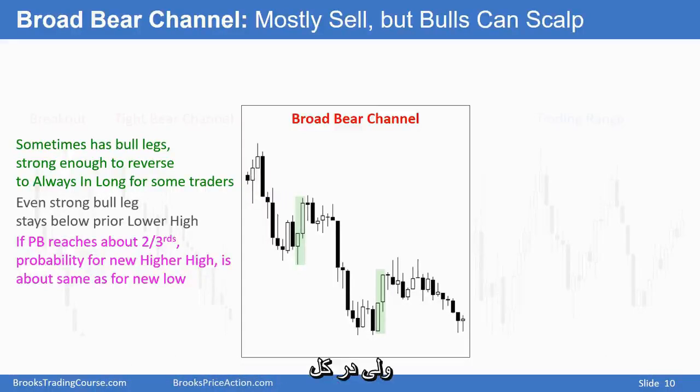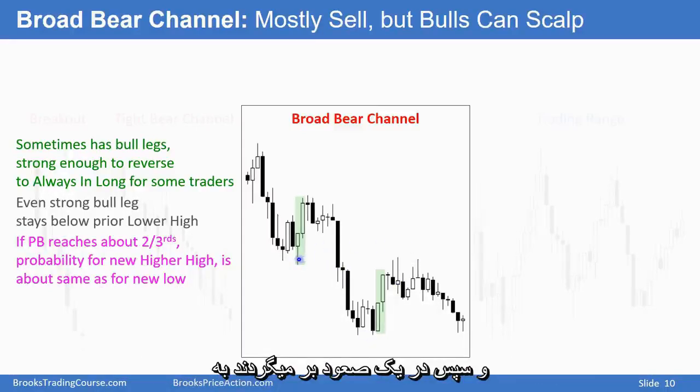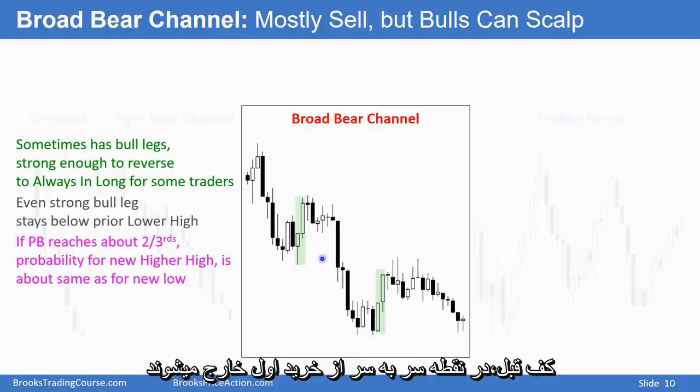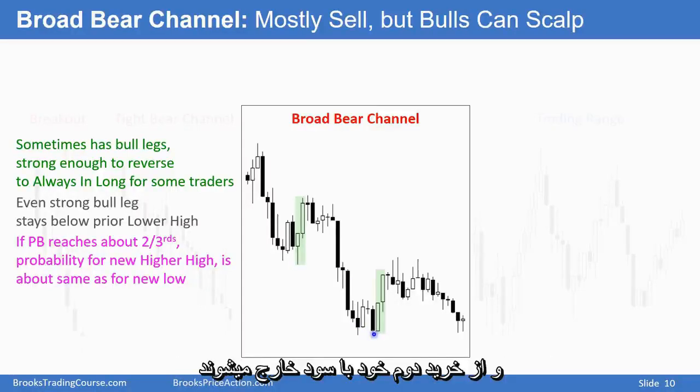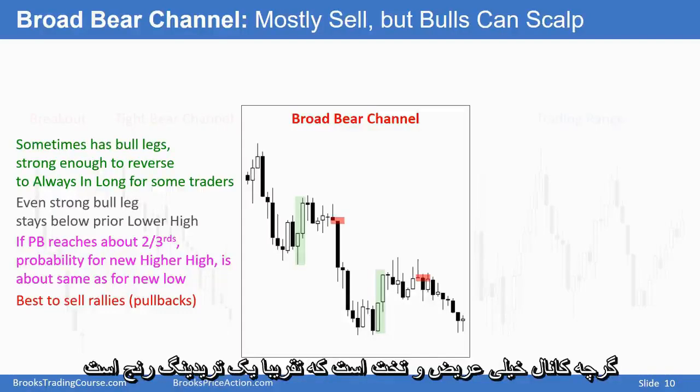But in general, bulls will start buying at the prior low and scaling in lower, and then on a rally back to the prior low, they get out break even on their first buy, and then with a profit on their later buy. Most traders should only be selling rallies and not worrying about buying, unless the channel is so broad and so flat that it's almost a trading range.